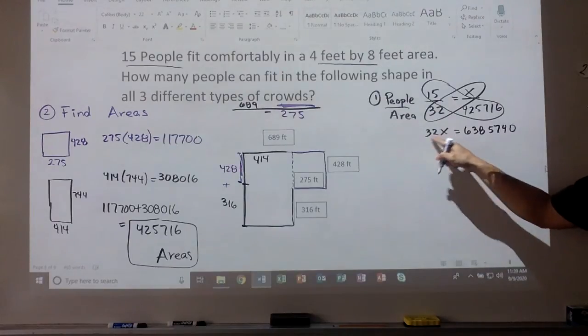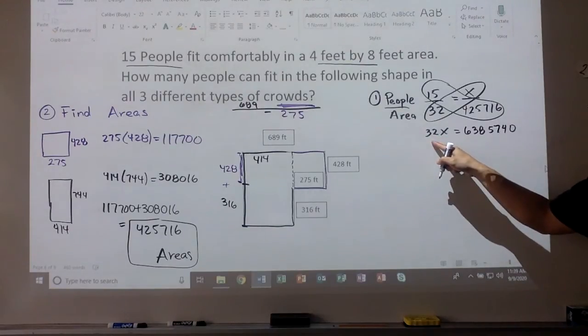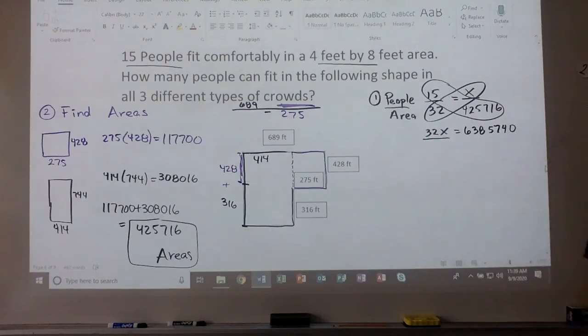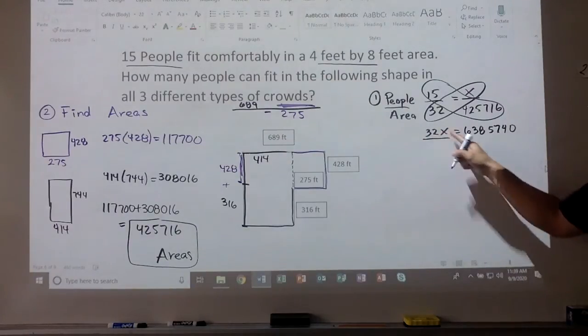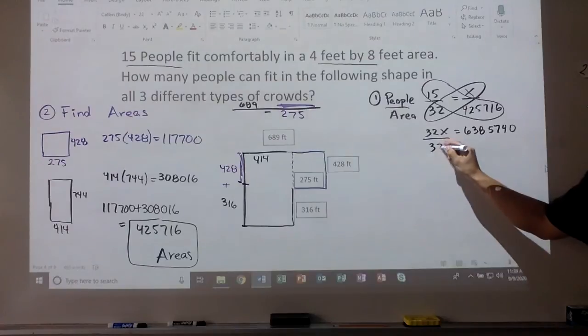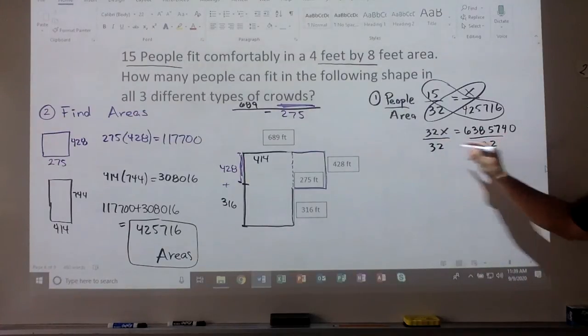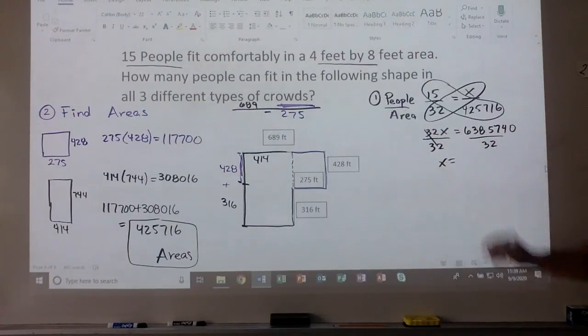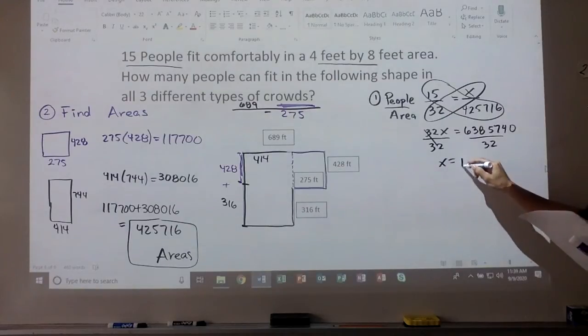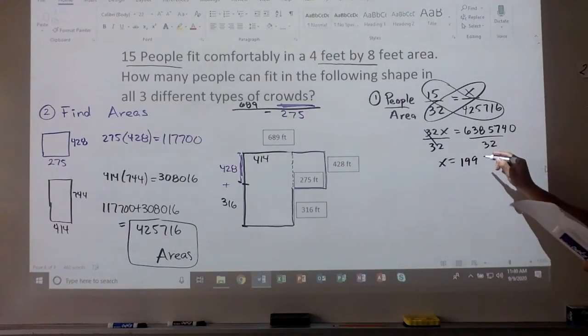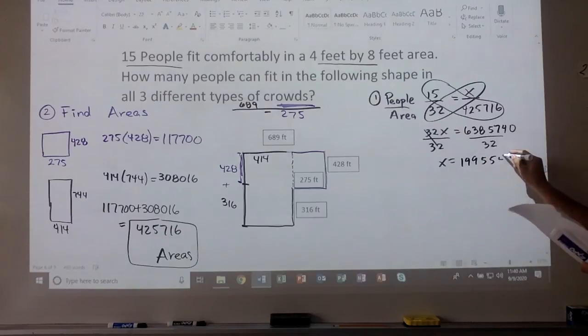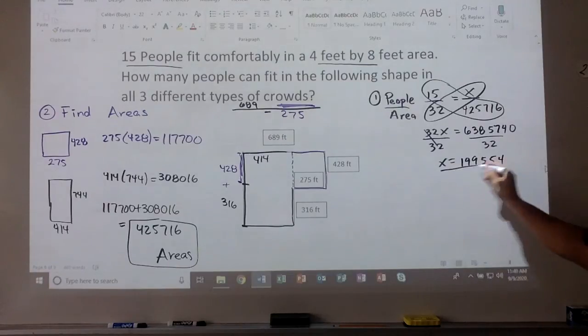So a number next to a letter that's being multiplied, the opposite of multiplication is division. And you always divide by the number next to the letter. So divide by 32, divide by 32x equals 19954. Once again, double check. Try and put them in the calculator, not just copy them. This is how many people fit in that shape.